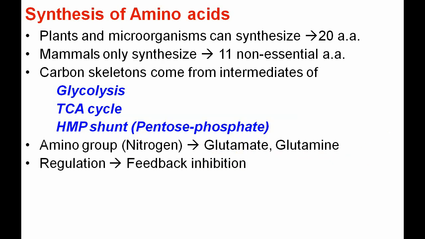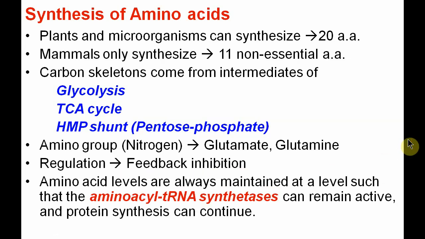The regulation of synthesis of amino acids is mainly done by the mechanism called feedback inhibition. When there is a sufficient amount of amino acids in our body, it is regulated by allosteric mechanism as well as transcriptional inhibition. Collectively it is called feedback regulation. However, amino acid levels are always maintained at a level such that amino acyl tRNA synthetase can remain active and protein synthesis can continue. So these are some of the important points of synthesis.